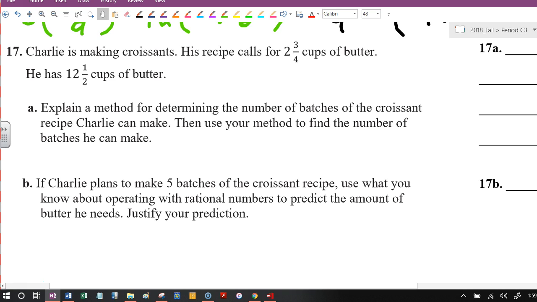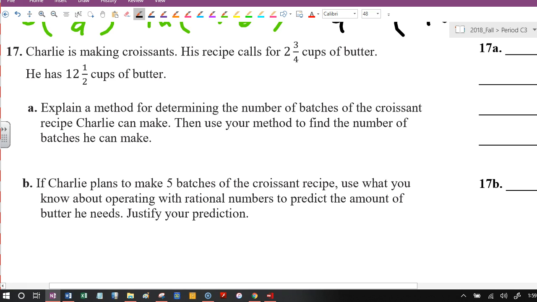My method is... Yeah, that's fine. If that's what you like. You can say your own method too. So my method is you first turn the mixed numbers into a fraction.